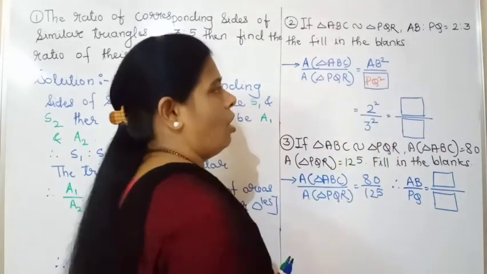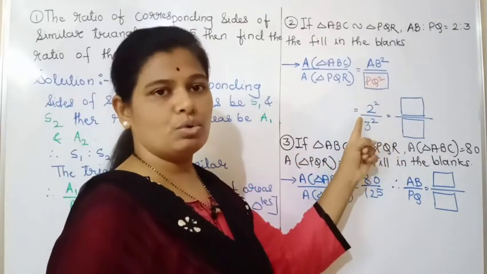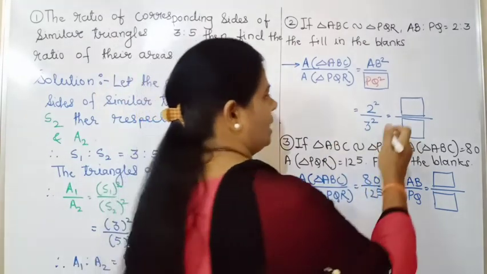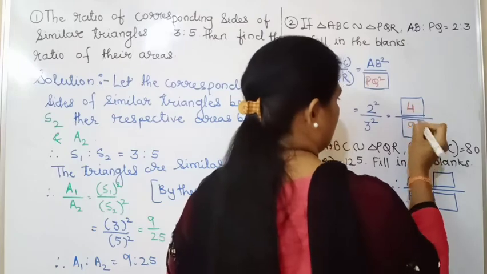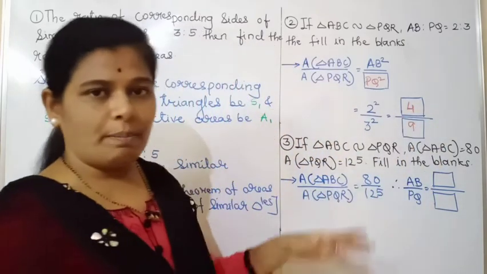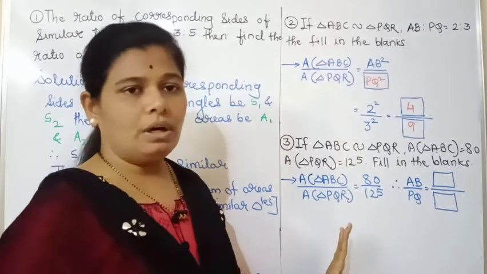AB square, or the value of AB is 2 and the value of PQ is 3. So 2 square upon 3 square, that is equal to 4 upon 9, since 2 square is 4 and 3 square is 9. In this way we have completed this activity.